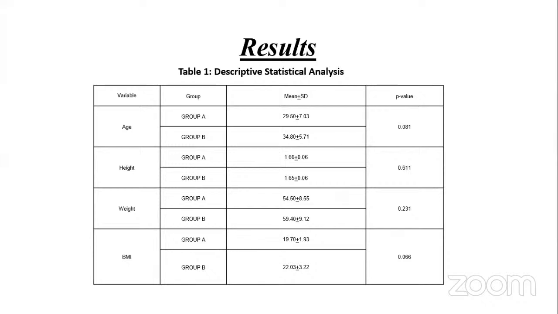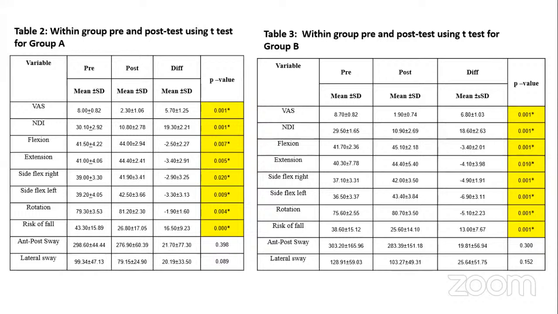Results of the study: Table one shows the general characteristics of participants. There was no significant difference found in any participant characteristics of age, height, weight, and BMI. Table two shows the within group difference, pre and post, of group A, that is stabilization sensory motor exercise, in which there was significant reduction in VAS, neck disability index, neck range of motion, and risk of fall, but no significant reduction in anterior posterior sway and lateral sway.